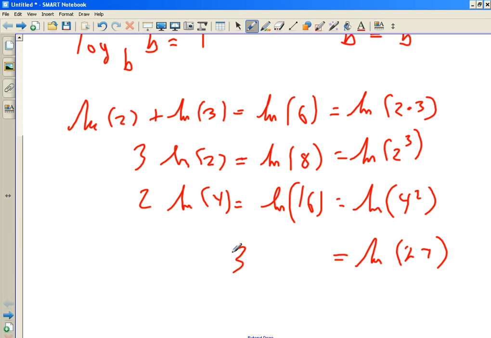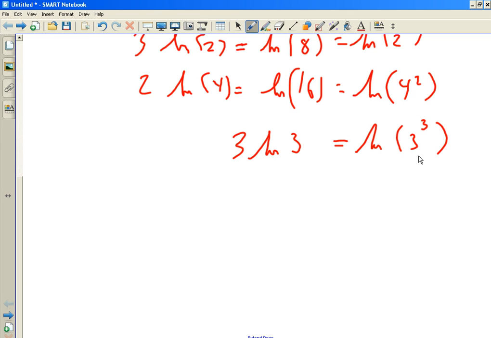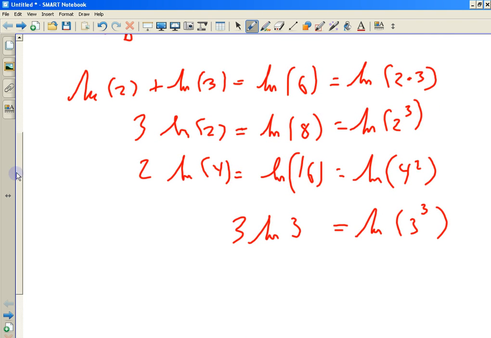There's 2 rules running around here. This is a perfect cube. 3 cubed is 27, isn't it? How do you take the log of a power? You take the exponent, put it in front, times the log of the base. That's it. All right, so I've got 2 rules running around here. The log of a product is the sum of the logs. The log of a power is the exponent times the log of the base. Okay, that's good to know.